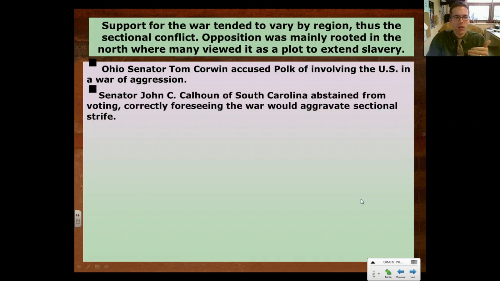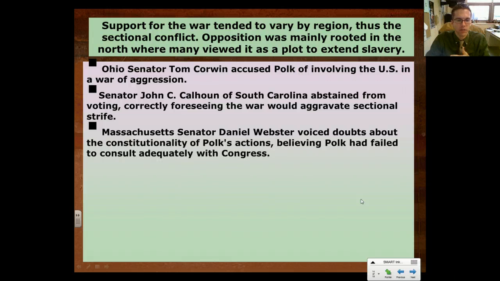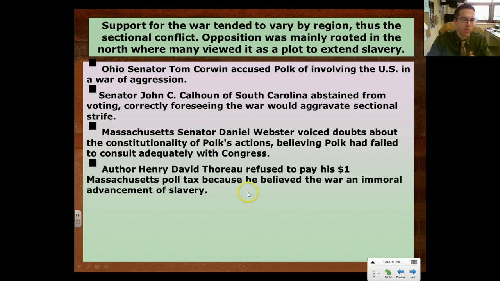Okay, Calhoun doesn't even vote for the war because he sees this as stirring the pot with the sectional issues on slavery. Webster is saying Polk is being unconstitutional, going to war by putting the troops there and not talking to Congress about what to do with the troops. Henry David Thoreau, a famous writer, goes to jail because he doesn't pay his poll tax, because he says, I'm not paying a tax to a country that's engaging in this immoral war that really has slavery at the roots of it.